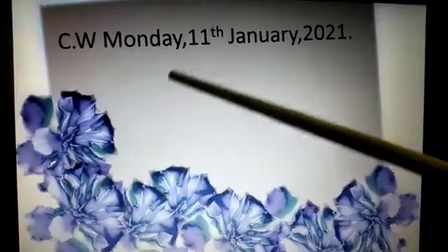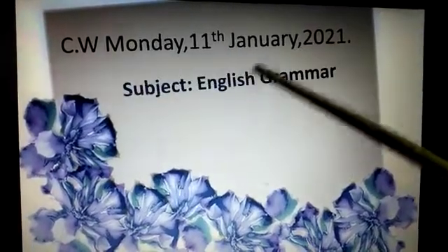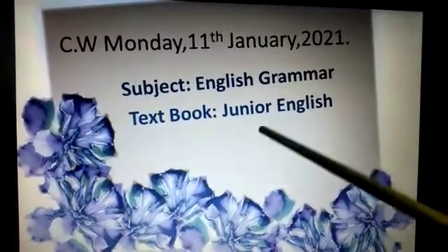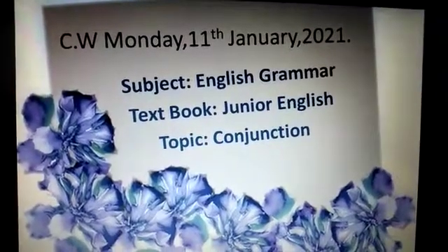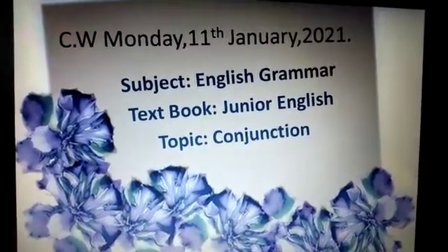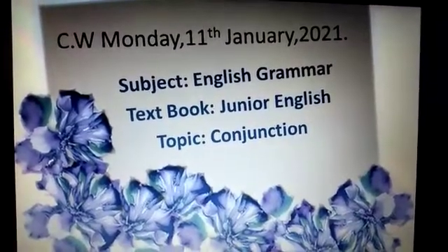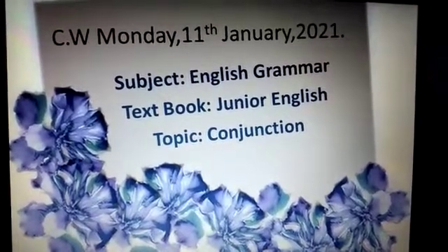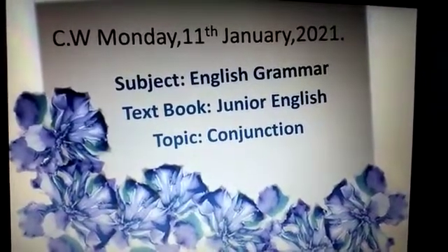Before starting that, we have to mention classwork and after that the date, which is Monday 11th January 2021. So your subject is English grammar, your textbook is Junior English, and your topic is conjunction. So what is conjunction? Does anybody have any idea? We have done this topic before, in class 1, 2, 3, 4, and now we are in class 5. So you have to know what a conjunction is.